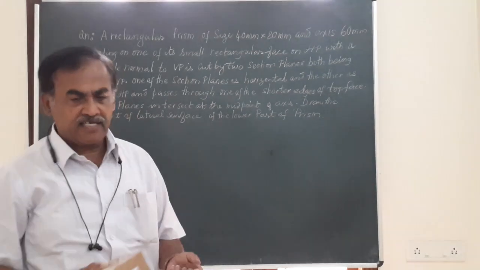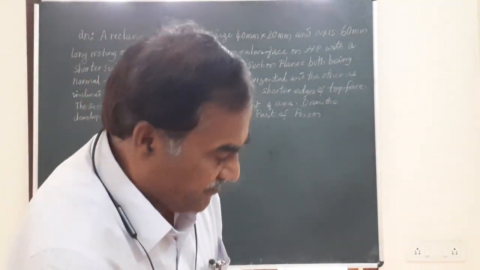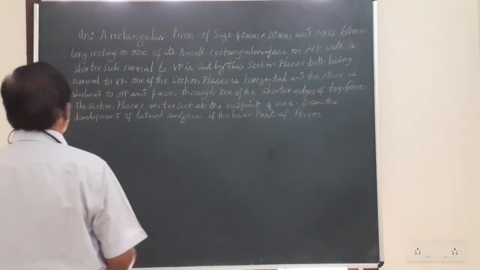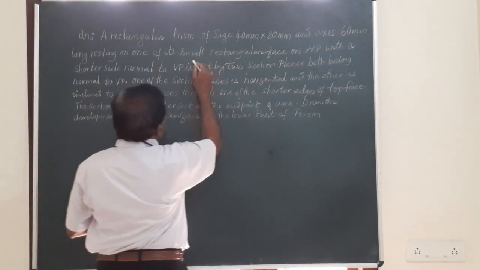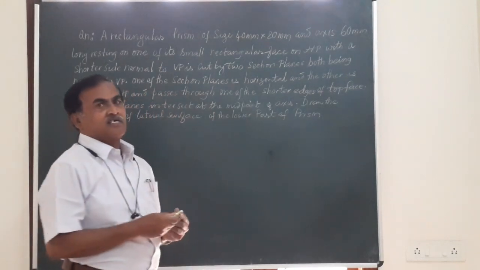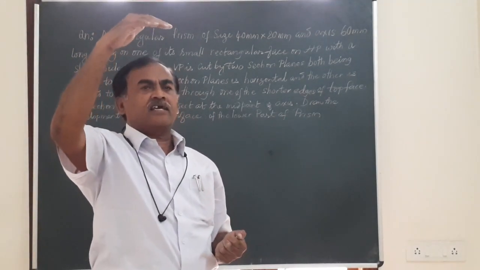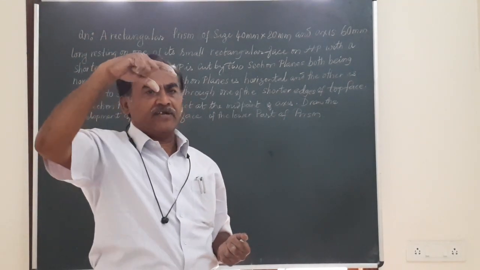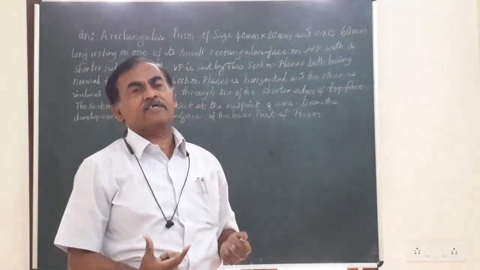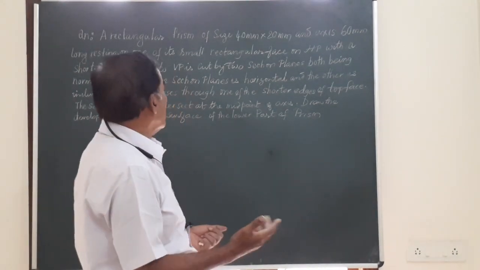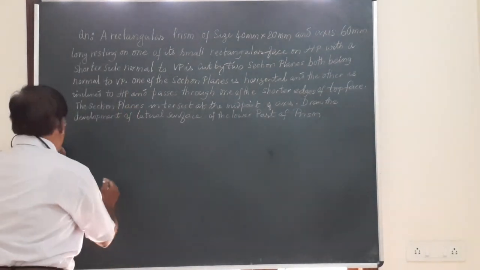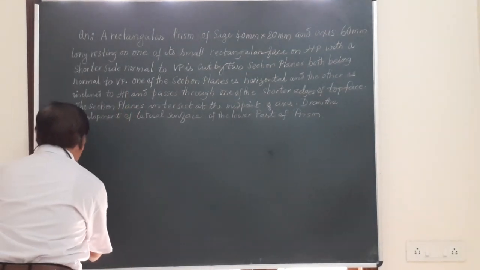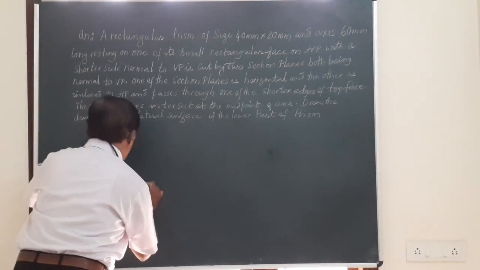In the question he says there is a rectangular prism, resting on one of its small rectangular faces. The top surface is a rectangle having dimension 40 by 20, and the bottom is also 40 by 20. He says it is resting on HP on one of those.